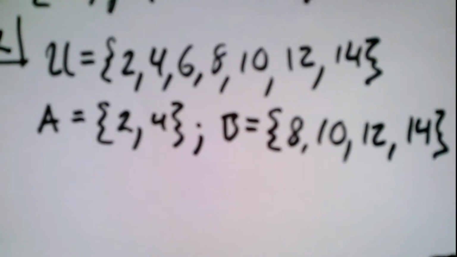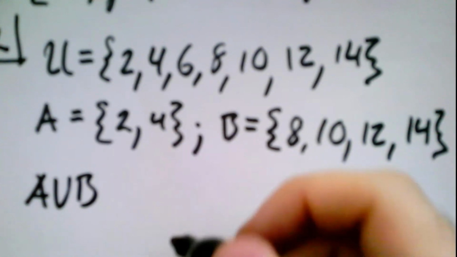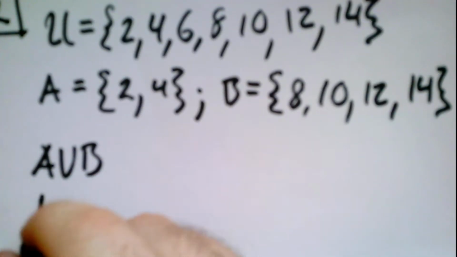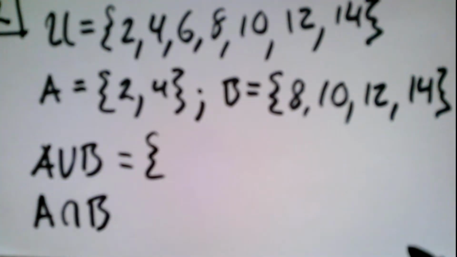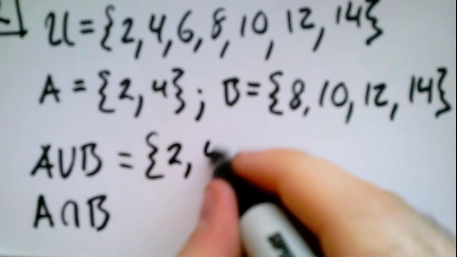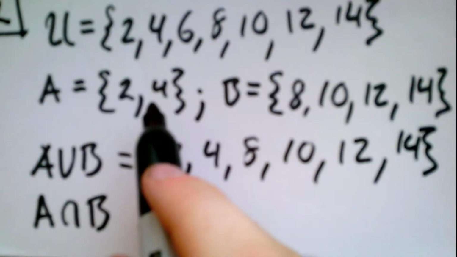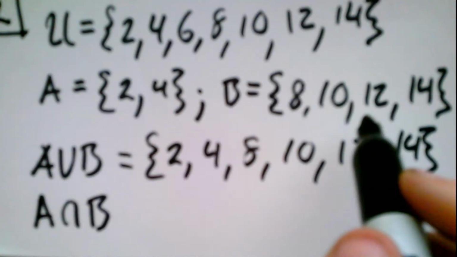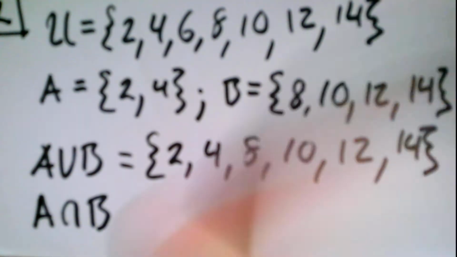Okay, so given that these are our 2 sets, let's write out what A union B is, and also A intersect B. Well, A union B is going to be the set containing 2, 4, 8, 10, 12, and 14, because union is everything in one set and everything in the other set. We can think of it as being like a both: we want the things in A and the things in B.